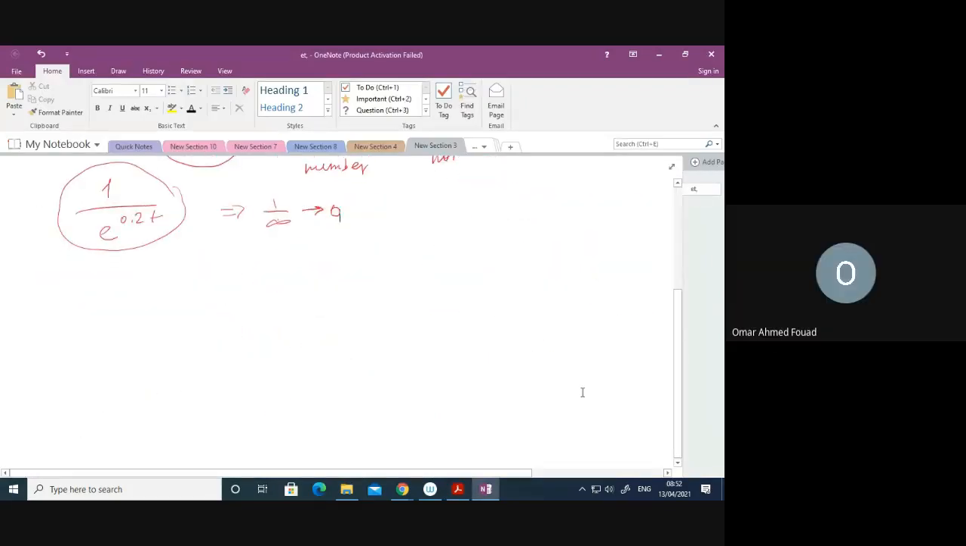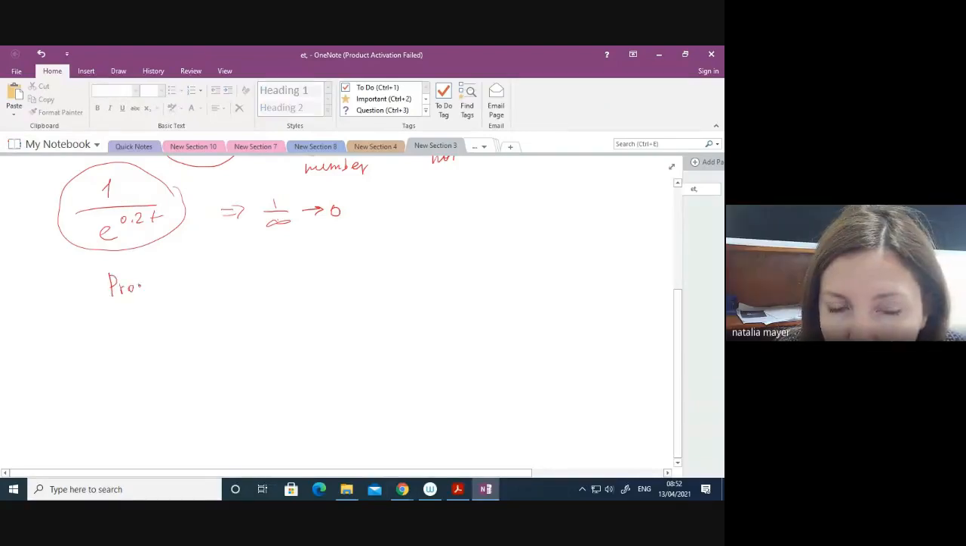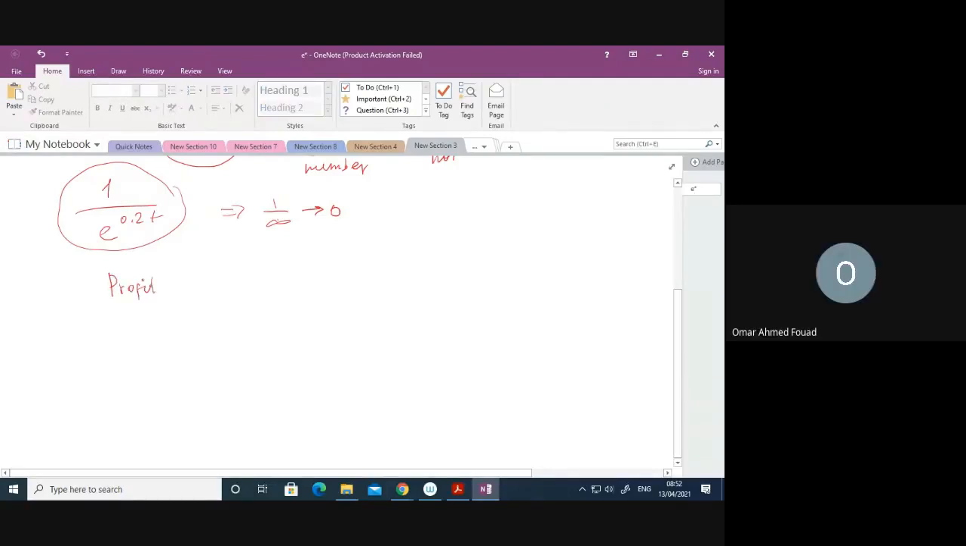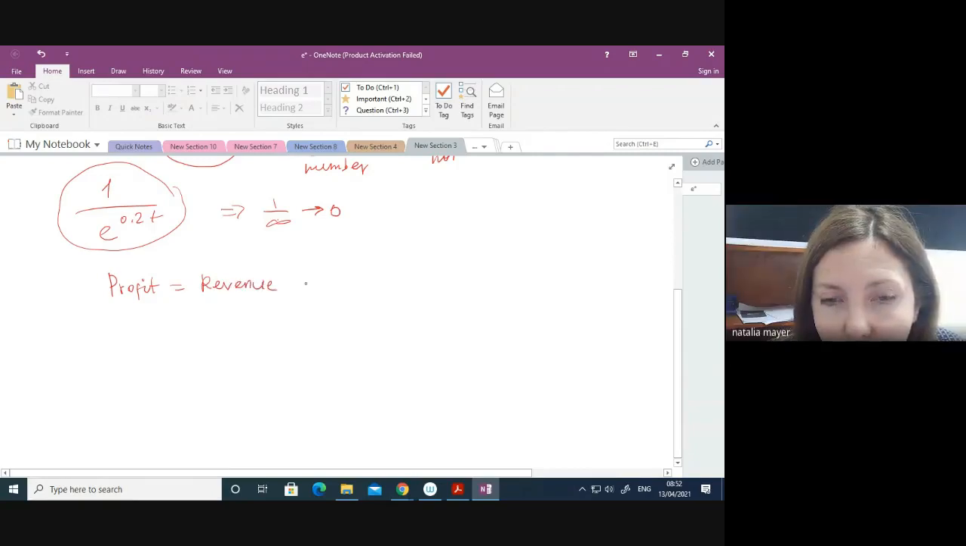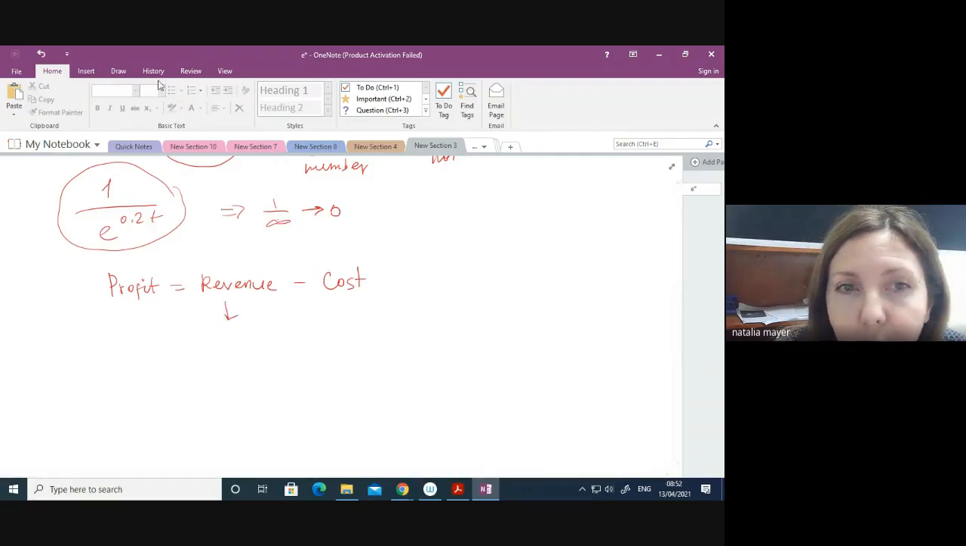Omar, can you repeat? Profit equals what? Cost of production times quantity. No. It's revenue minus cost. Revenue minus cost. And then, what is revenue? What is the formula for revenue?